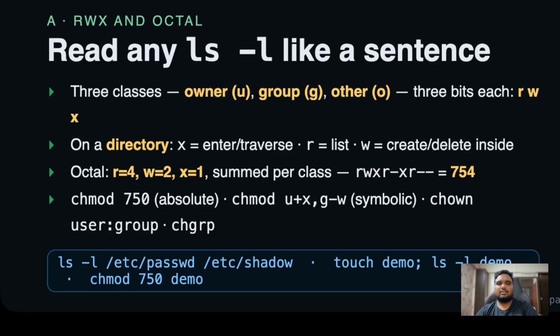Now let's learn the shorthand. Nobody says read, write, execute. For owner, group, and others, we use octal numbers. The trick is r is 4, w is 2 and x is 1. 4, 2, 1. Remember this. You add them up per class. So rwx is 4 plus 2 plus 1, which is 7. r-x is 4 plus 1, which is 5. r-- is just 4.